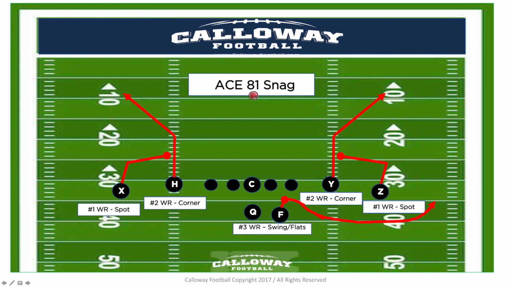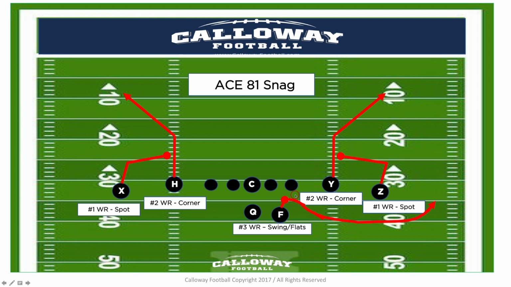ACE is our formation, 81 is our pass protection, which we'll get to here in a minute as well, and Snag is the passing concept. Now, if you look down at the formation, this is our ACE formation. It's a 2x2 wide receiver set. We've got our Y and our Z to the right side of the formation, our H and our X to the left side of the formation. And in our ACE, we're in a single back set with a quarterback in the gun.